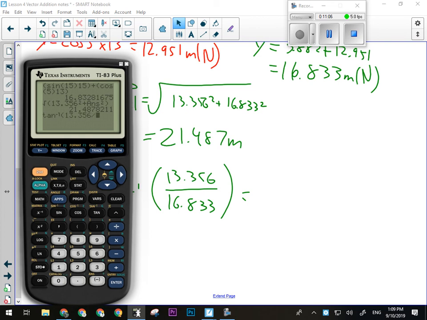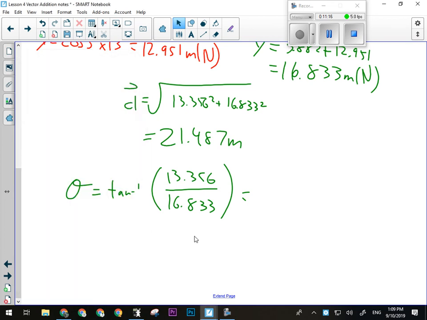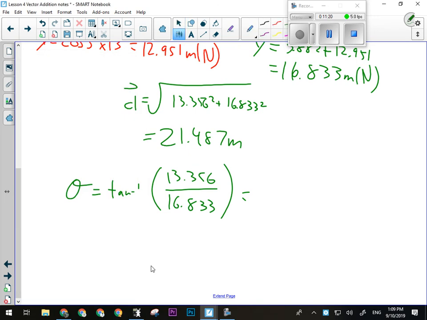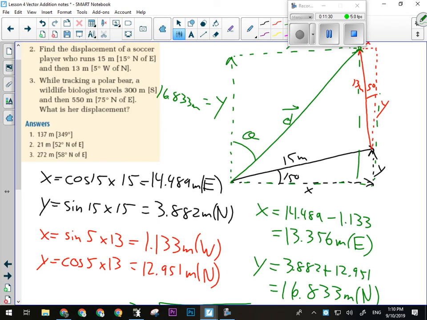13.356 divided by 16.833. All right, so I'm getting 38.43 degrees. 38 degrees, and if I look at my triangle, that is going to be east of north.